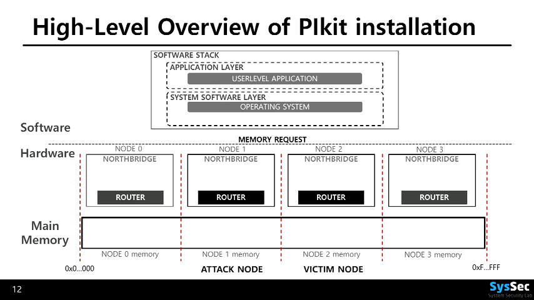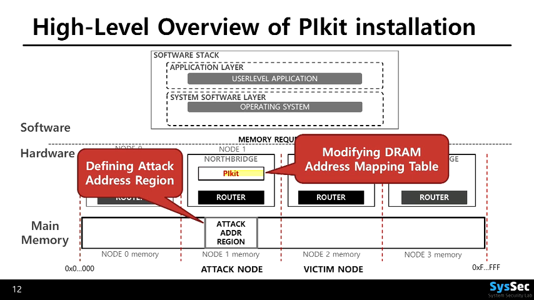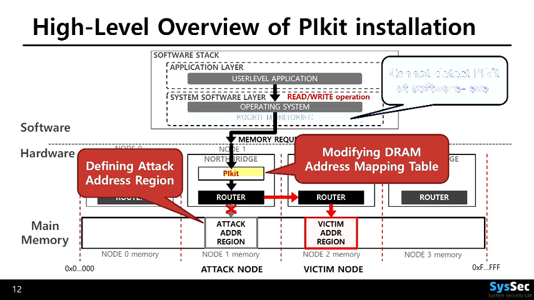So the first thing the attacker has to do is to define the attack address region. And then the attacker needs to modify the DRAM mapping table to map this attack address region to the victim address region. So after that, any memory request to this attack address region is sent to the victim address region, not the attack node. So the PIkit exists at a hardware level. Existing software root monitors cannot detect it.